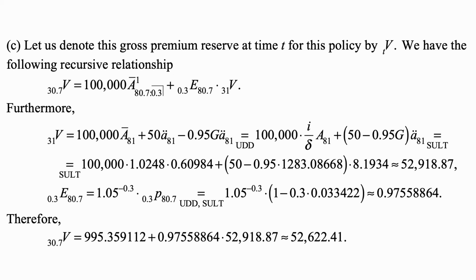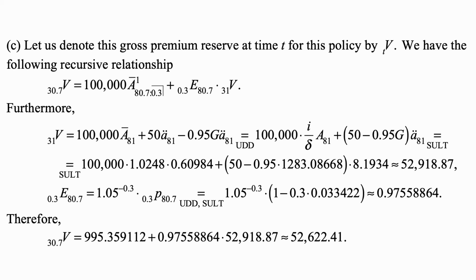And using the data from the table, we just plug in everything, and also the value of the premium we found at the very beginning. This is approximately 52,918.87.